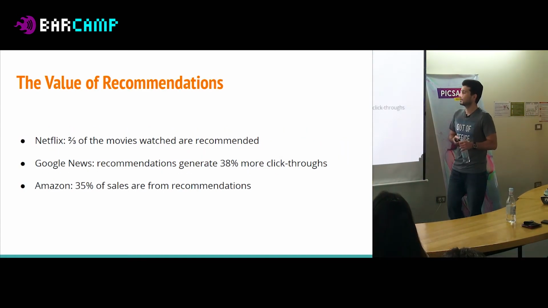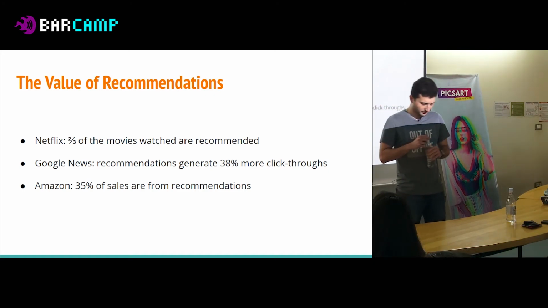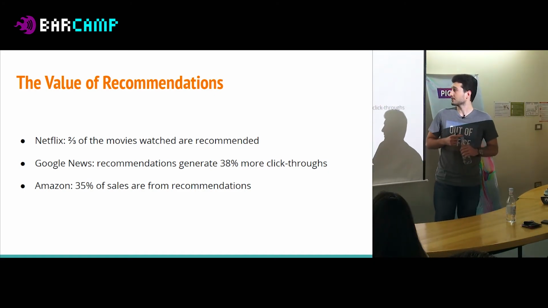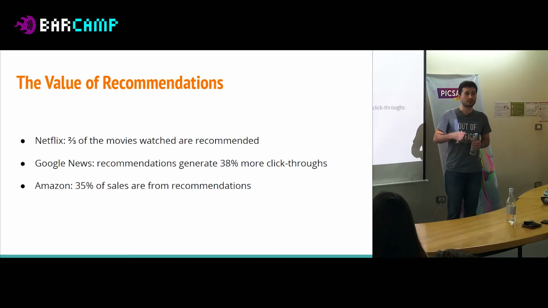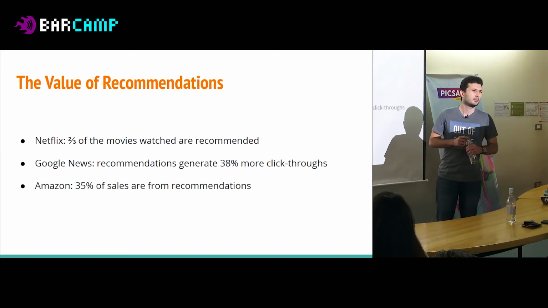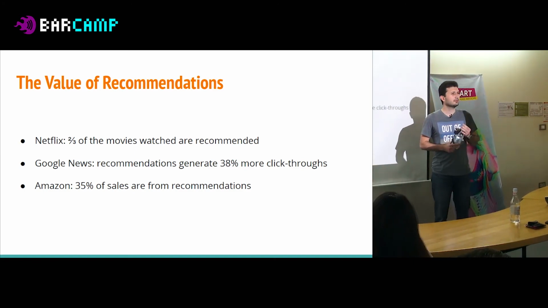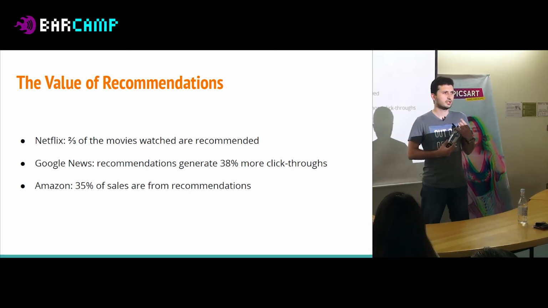So these are some numbers that show the value of recommender systems. For example, 2/3 of Netflix movies that are being watched are coming from recommendations. Or about 1/3 of sales on Amazon are also being recommended.